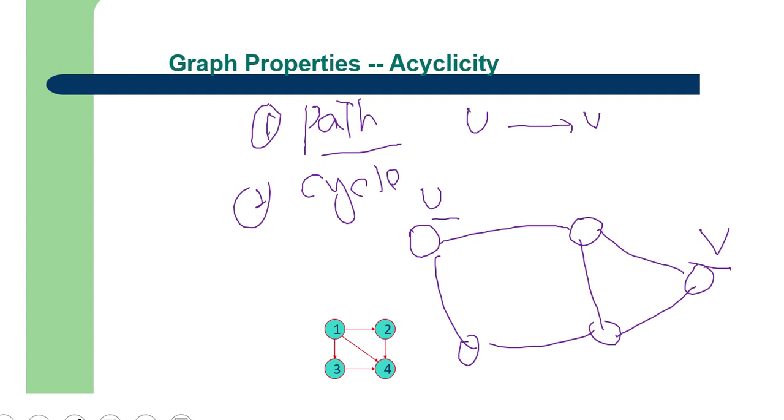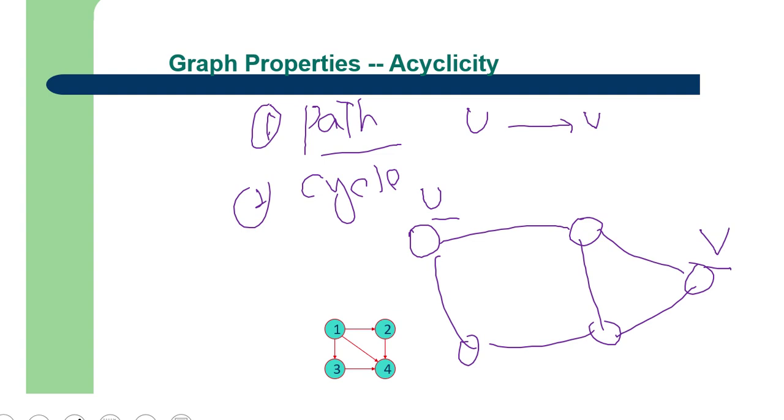In the case of an undirected graph, there will be a path if all the nodes are connected with each other. In the case of a directed graph, there may or may not be a path between a vertex V and U.